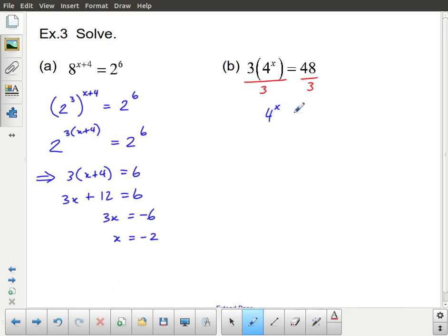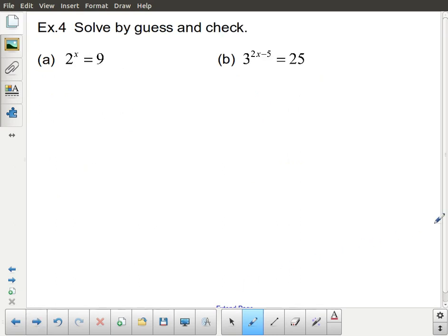So if I divide both sides by 3, I end up with 4 to the x. 48 divided by 3 is actually equal to 16, which means 4 to the x is equal to 4 squared, which means that x is equal to 2. So it ends up actually being quite a short and simple solution, but when you first look at it, it might look more complicated than it really is.